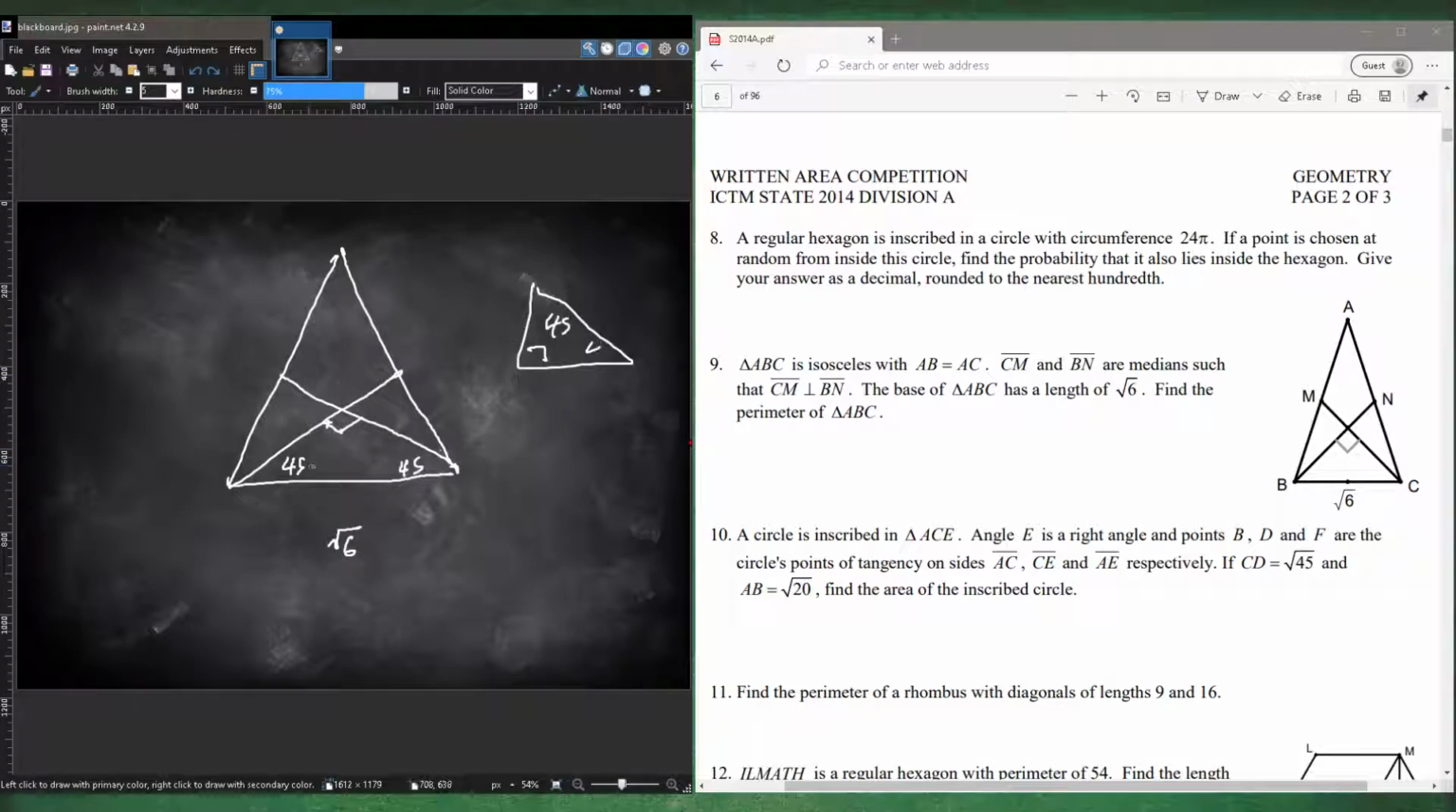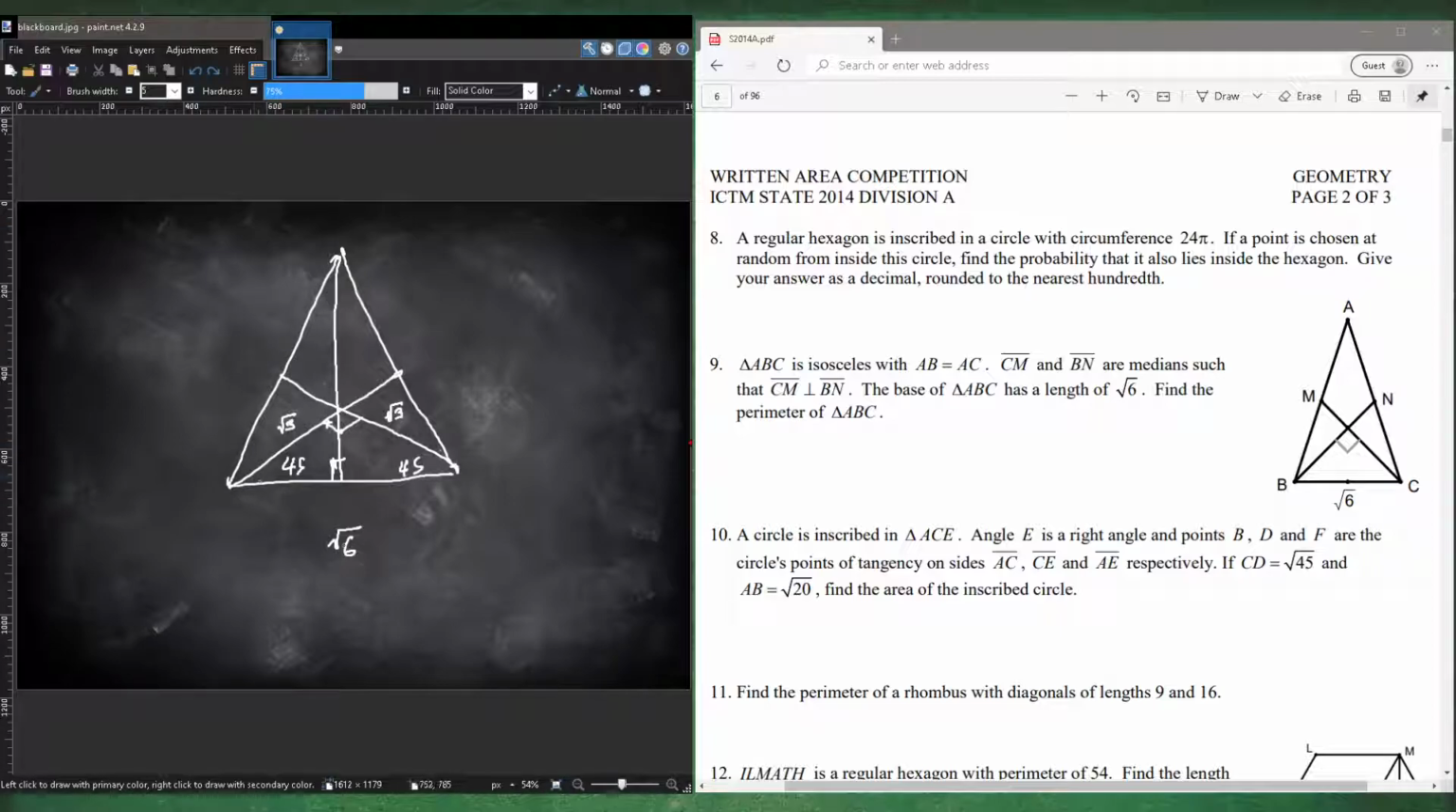So basically this is 45, 45, and we already have the hypotenuse of square root 6. That tells us that this is square root 3, and this is also square root 3. Since we already have one of the side lengths, square root 6, given to us, we need to find these two right here. To do that, we could use the Pythagorean theorem. So we could just make a height, and if we get the height here, we could get this length.